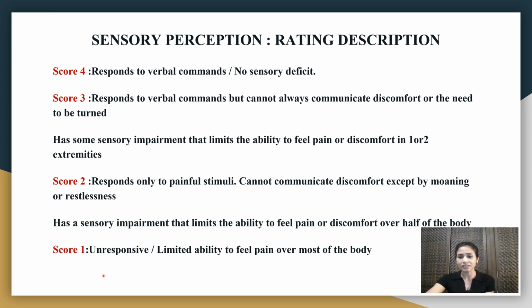And the last one is unresponsive. Okay. And also limited ability to feel pain over most of the body. Okay. So if the patient is in this category, then you can give a score of 1. Clear?